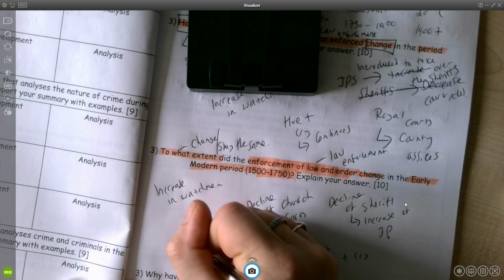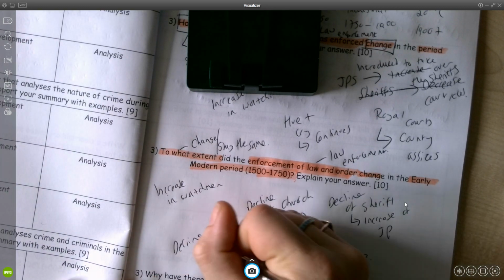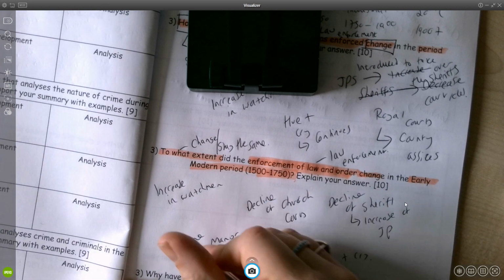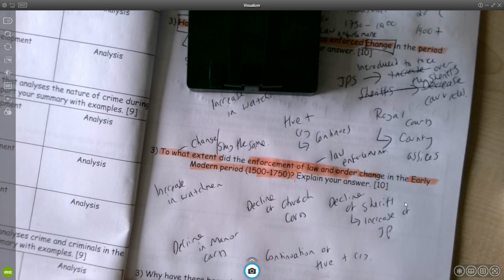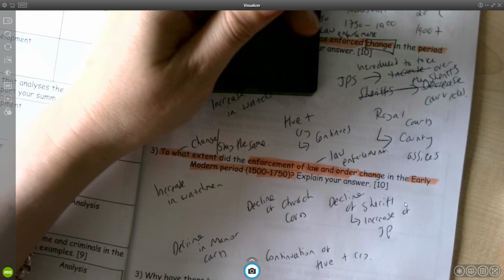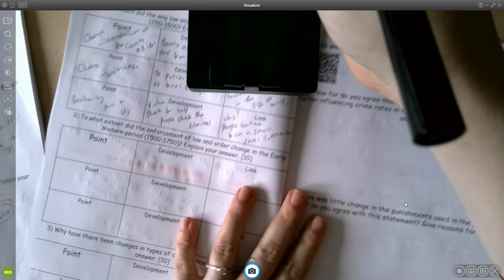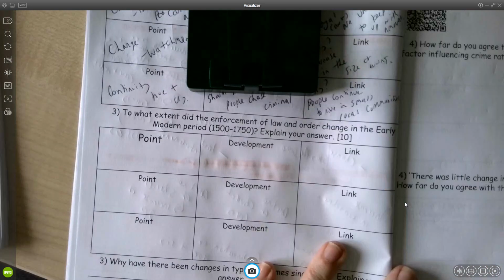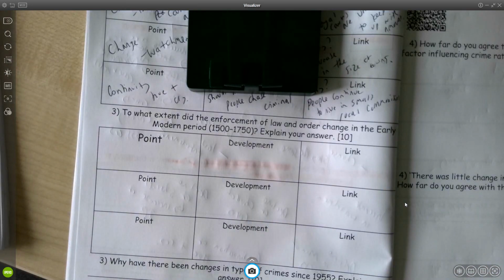Decline in manor courts. Lots of different things you can write about in this time period. So again, flip over to the question. Pause and plan your answer. Press play when you are ready.